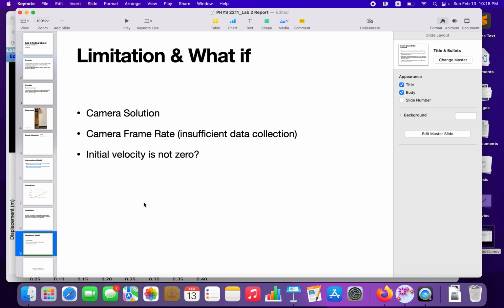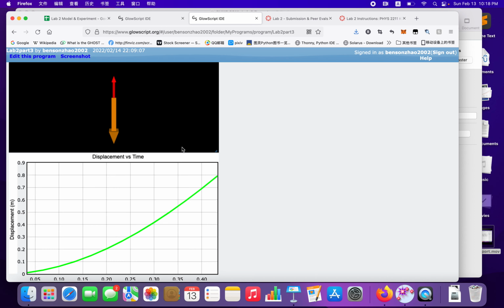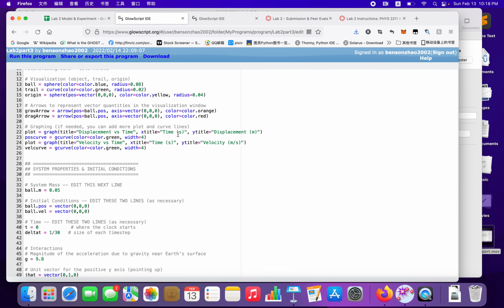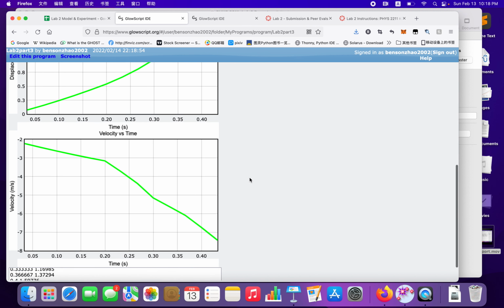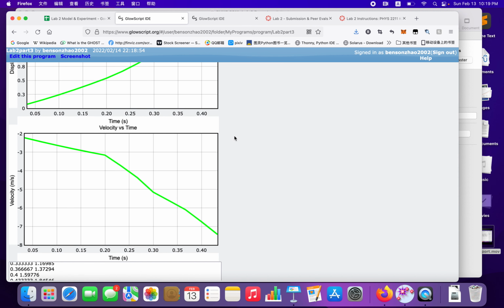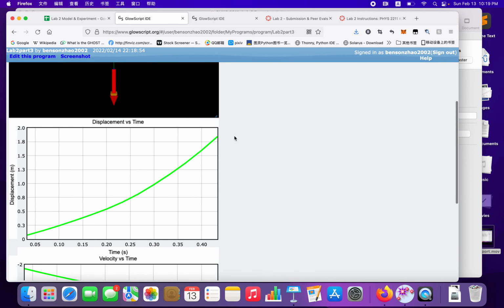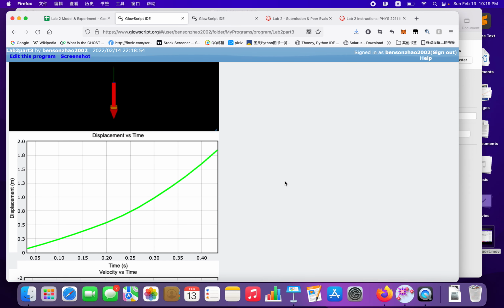Finally, we will discuss the what-if question in the case when the initial velocity is not zero. So definitely, in the case where the velocity is greater, the displacement should be larger in the end. As you can see, the velocity starts to decrease even more, and the displacement also increases even more.